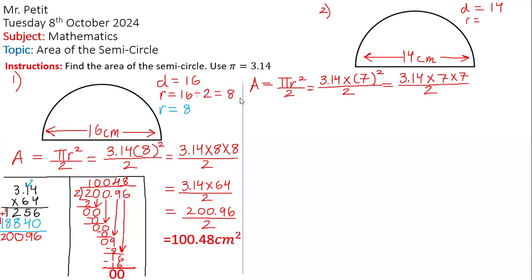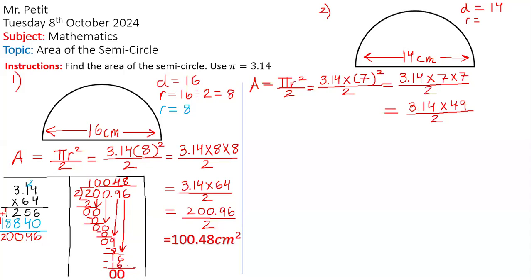And so this is going to be equal to 3.14 multiplied by 7 times 7, which is 49, all over 2. How did I get 49? That's 7 times 7, which is 49. That's how we got 7 squared, which is 49.